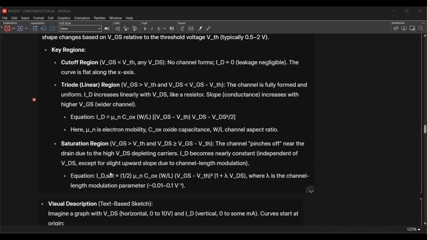So the equation to be used here is ID in saturation: one half of the electron mobility times COX, the oxide capacitance, times the channel aspect ratio W over L, times VGS minus VTH squared, times 1 plus lambda VDS. This is the exact equation, where lambda is the channel length modulation parameter, around 0.01 to 0.1 per volt.